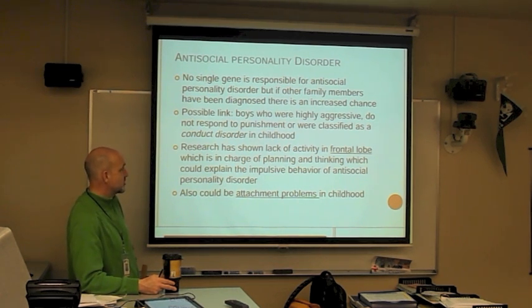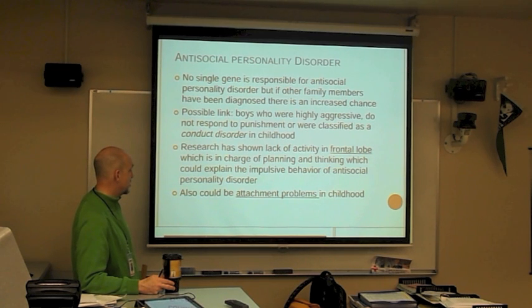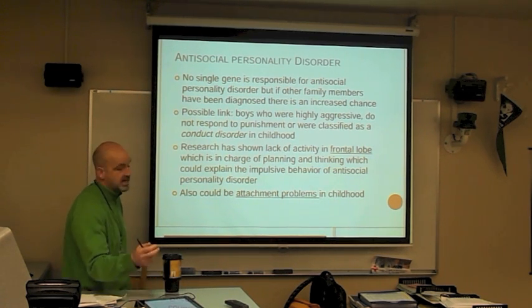Now, research has shown a lack of activity in the frontal lobe, which is in charge of planning and thinking, which could explain the impulsive behavior of antisocial personality disorder. Now, again, there is some evidence to show that they also have damage to their amygdala, which is in charge of their emotional control. Now, there also could be attachment problems.